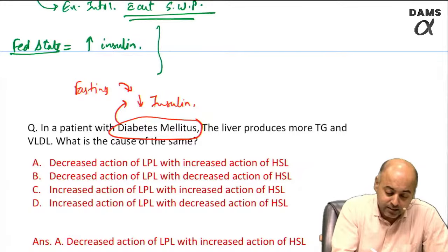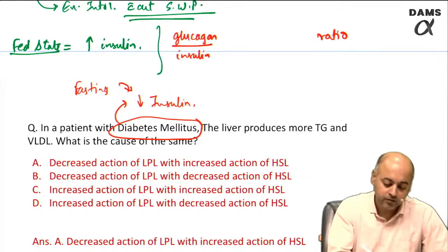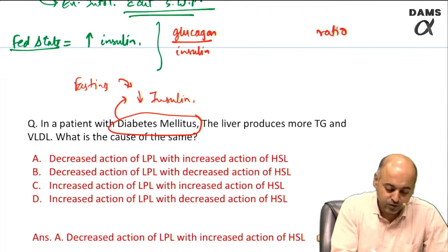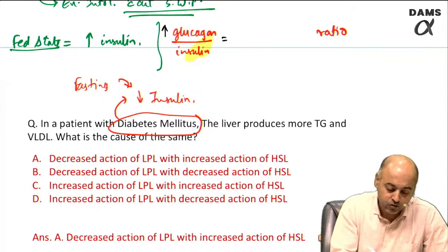In addition to that, sometimes you can get a question on the insulin glucagon ratio. Here again you have to be very careful. Please note, it is the insulin glucagon ratio, not the glucagon insulin ratio. I wrote it the other way around.